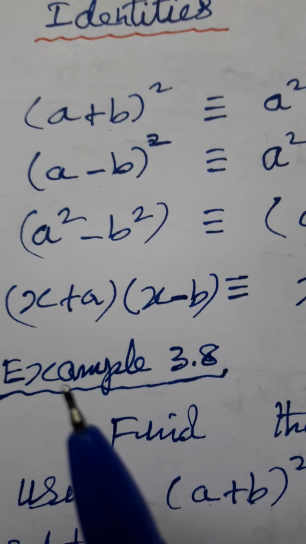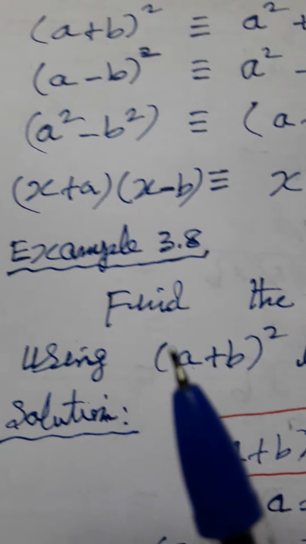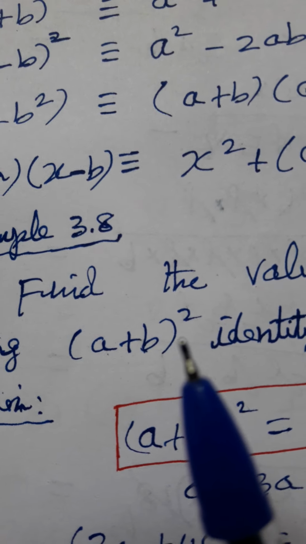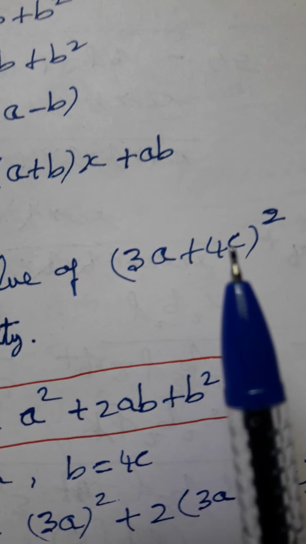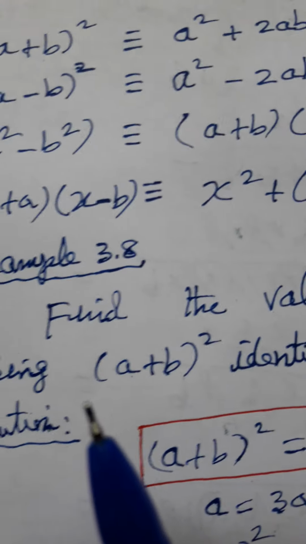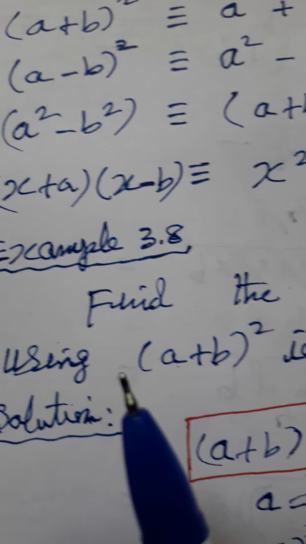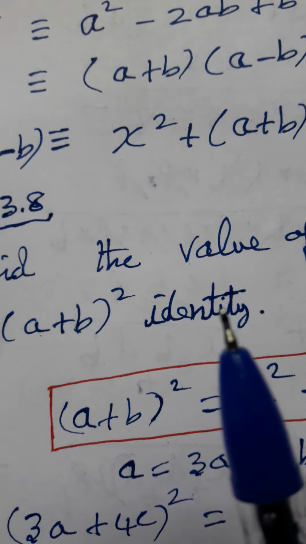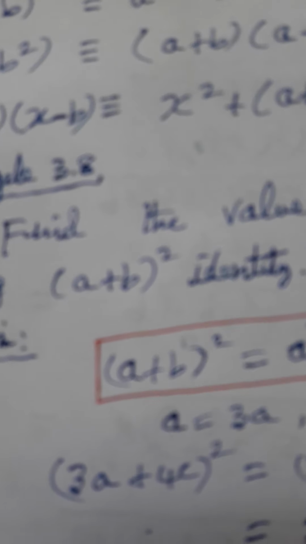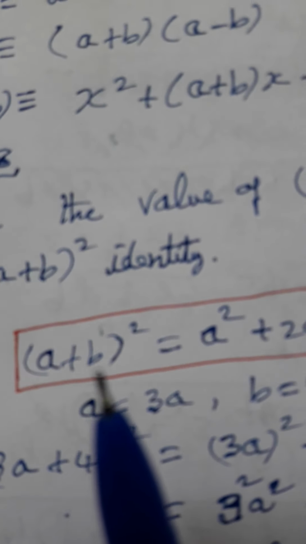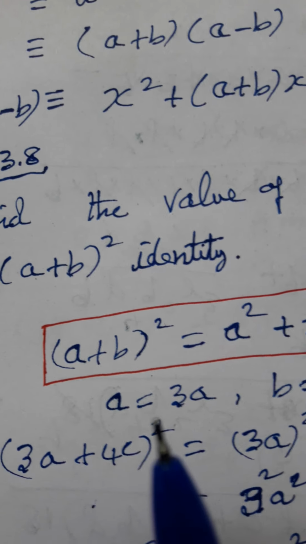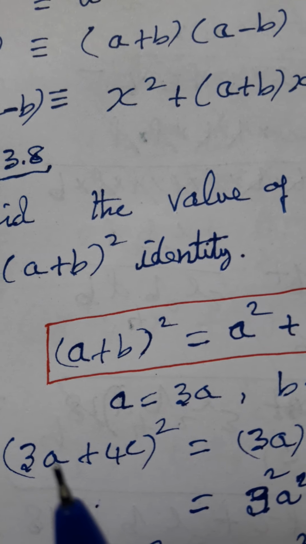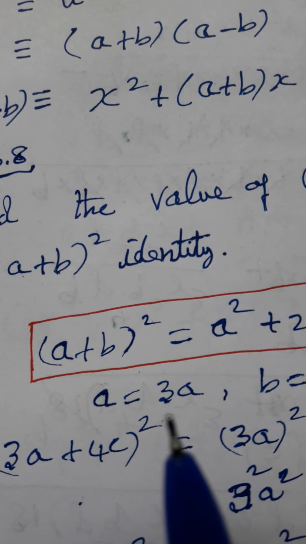First we see example 3.8. By using the formula (a + b)², find the value of (3a + 4c)² by using the (a + b)² identity. So the formula is (a + b)² = a² + 2ab + b². Now we find the value of (3a + 4c)².